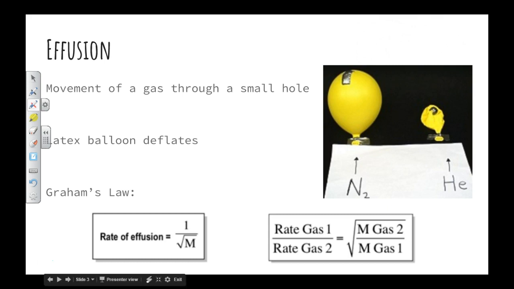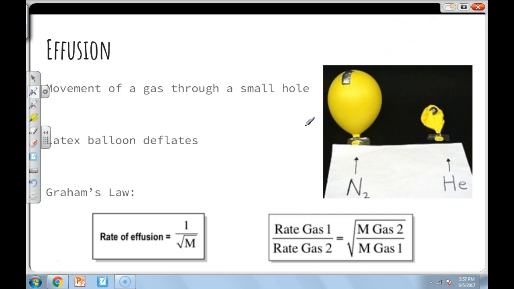We have, in essence, the same latex balloon here, but one is filled with pure nitrogen and one is filled with pure helium. What's the difference between the two? Well, this balloon is filled with N2, which has a molar mass of 28, and this balloon is filled with helium, which has a molar mass of 4. Which one is bigger? Right, the nitrogen.